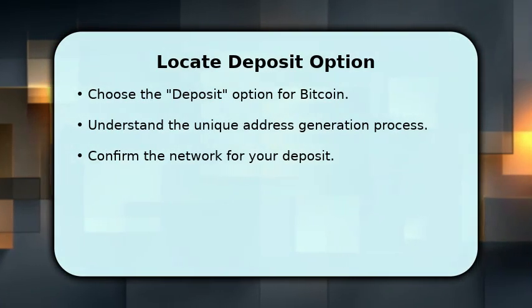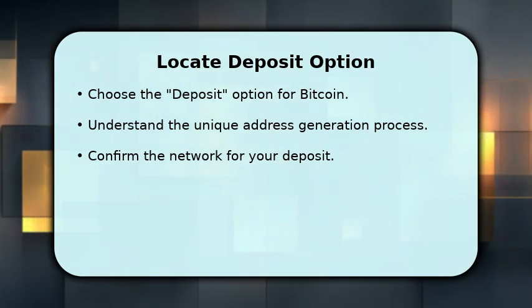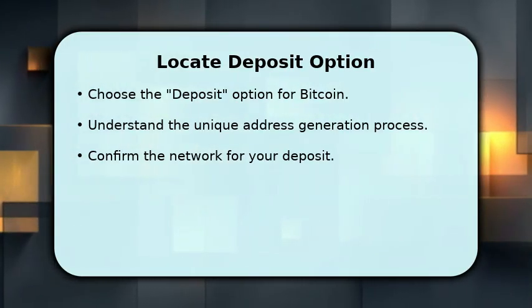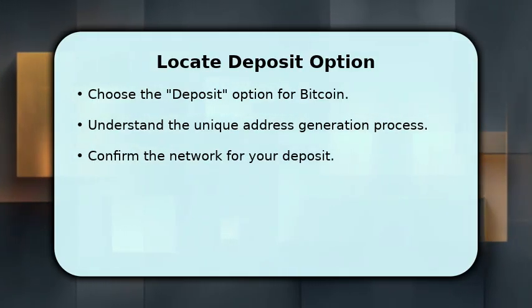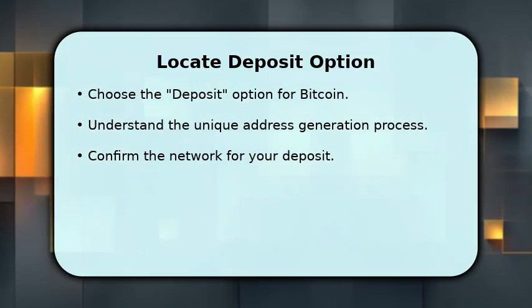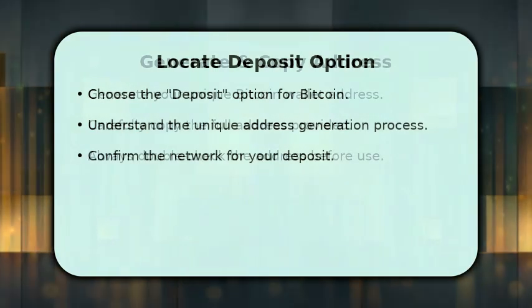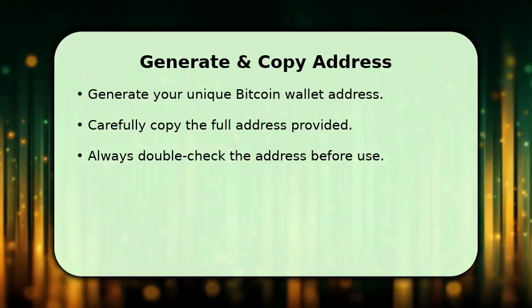After selecting Bitcoin, you'll see options like Deposit and Withdraw. Choose Deposit to receive Bitcoin. Coindcx will then prepare to generate a unique address for you. It's crucial to ensure you are on the correct network, typically the Bitcoin network, to avoid any issues with your transaction. Now, Coindcx will display your unique Bitcoin wallet address.